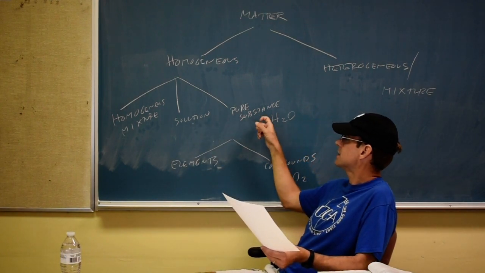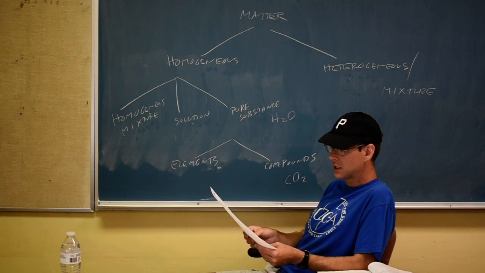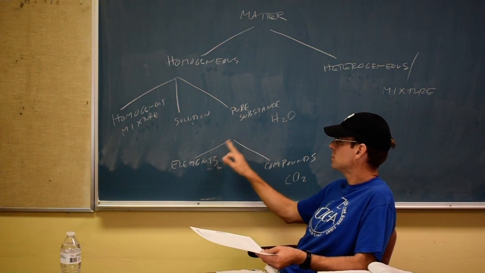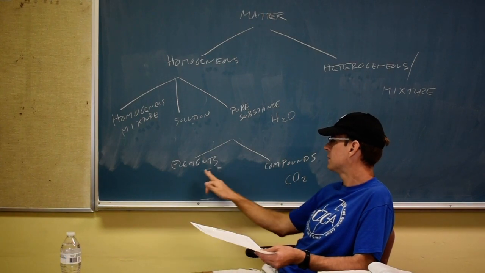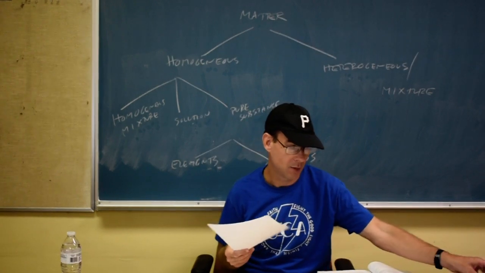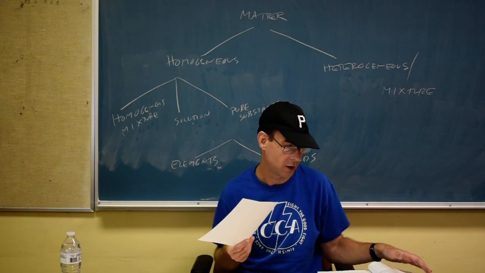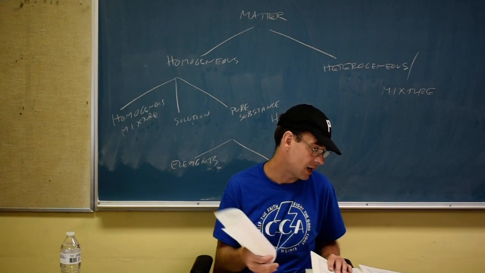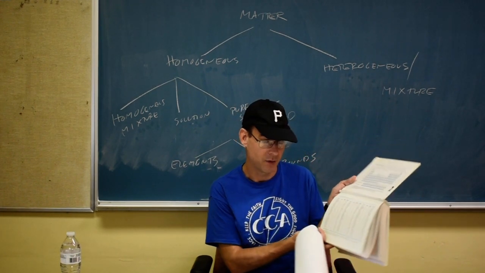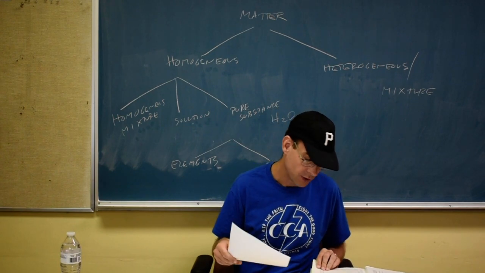Pure substances are the other ones that are left, but pure substance is never the best answer, because a pure substance can be broken down into elements or compounds. Elements are anything on the periodic table. And I realize you haven't memorized the periodic table, but inside the front cover of your book, there's a periodic table, and there's also a list of every element alphabetically.